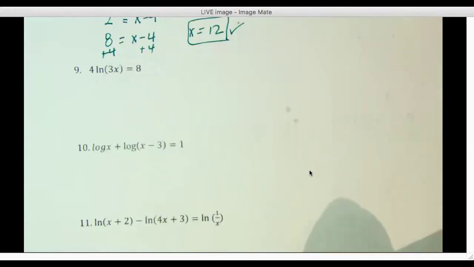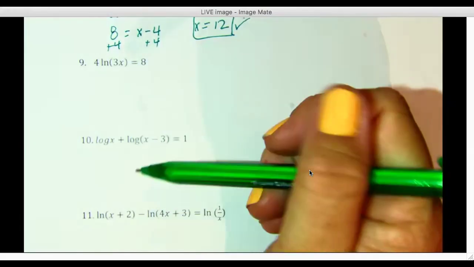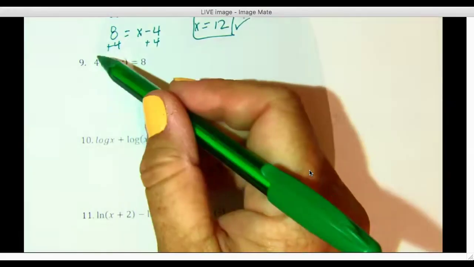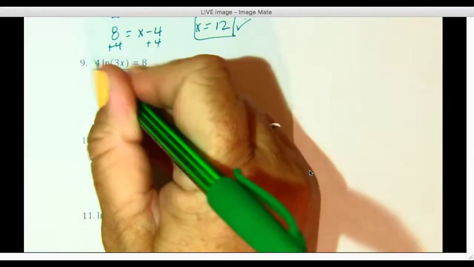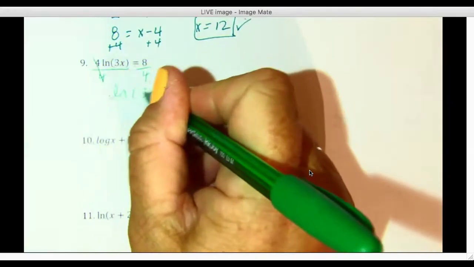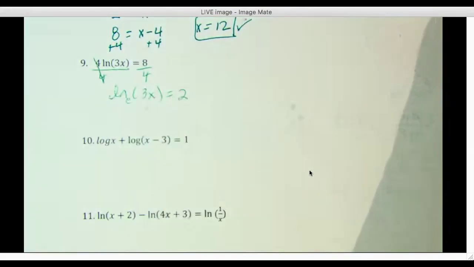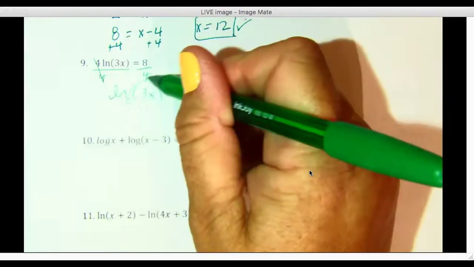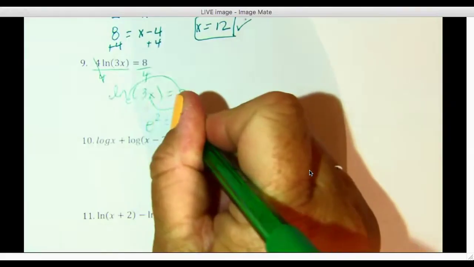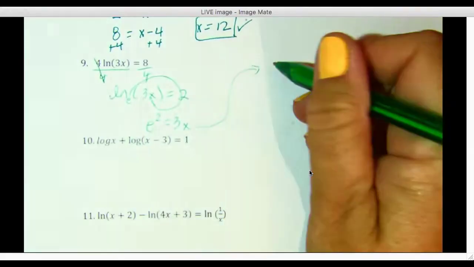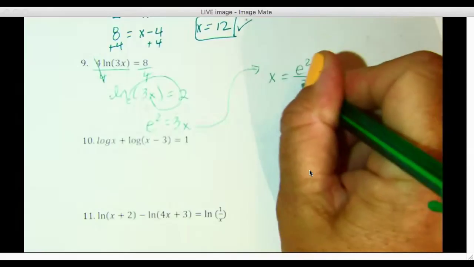In the next example, we have 4 times natural log of 3x equals 8. Before I can use the snail rule, I need to divide this 4 off this side. So dividing both sides by 4, I have ln of 3x is equal to 2. And remember that the base of natural log is e. So I have e to the power of 2 equals 3x. And then if I divide both sides by 3, x is equal to e squared over 3.